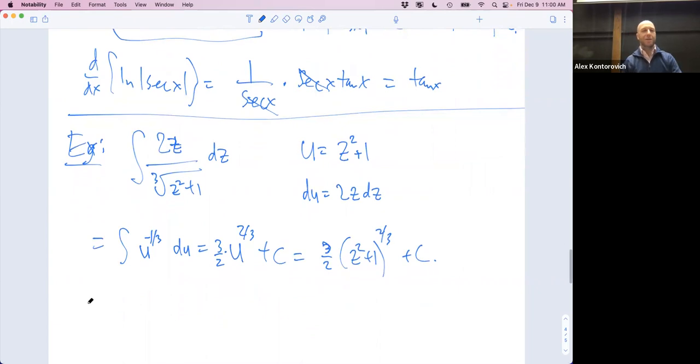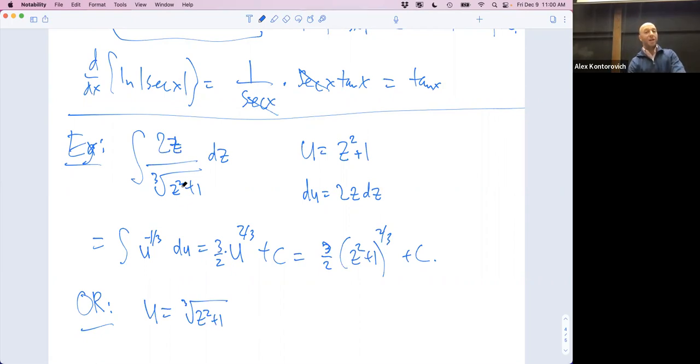Did anyone try to do it any other way? You could have also tried taking the whole denominator to be u. What if we took the whole denominator to be u? z squared plus 1 cube root. I agree, I would probably choose this. This is kind of more natural for me.